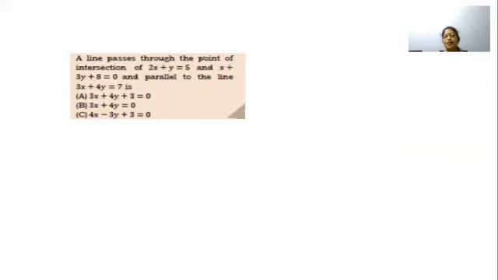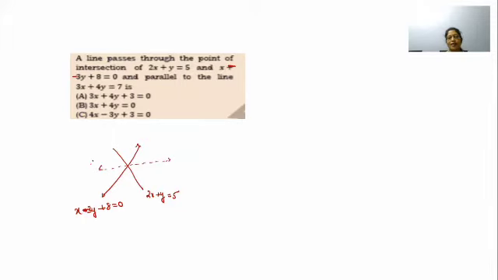Next, a line passing through the point of intersection of these two and parallel to the line. So, what happens here? A line is passing through the intersection of two lines. What are the equations of these two lines? One is 2x plus y is equal to 5. The other line is x minus 3y plus 8 is equal to 0. So there's a line passing through the intersection of these two. This is the required line.